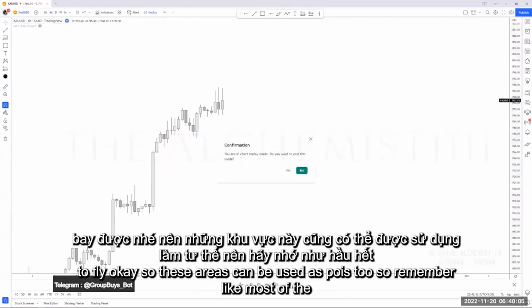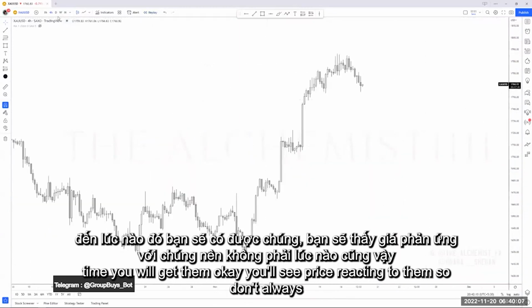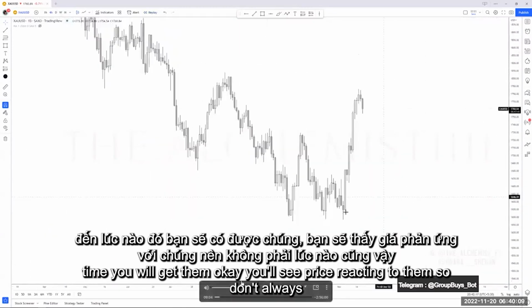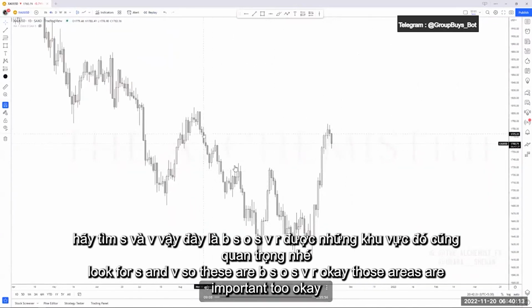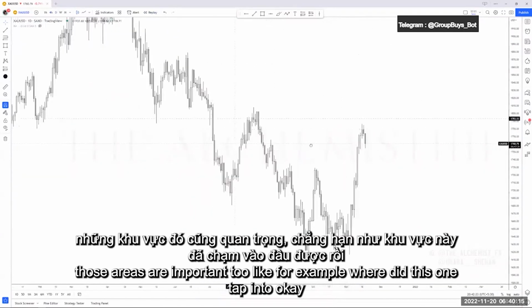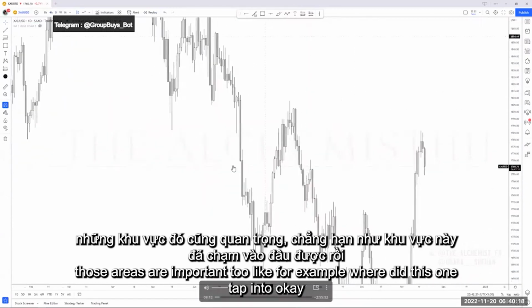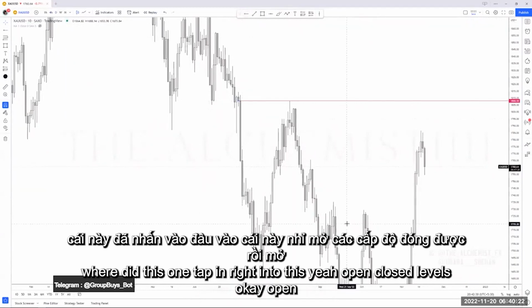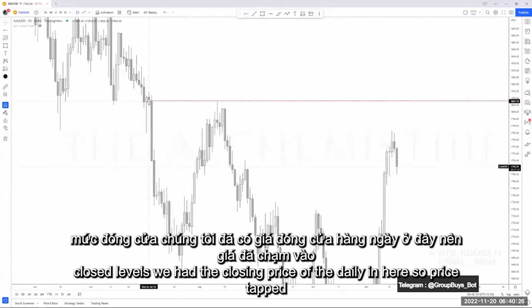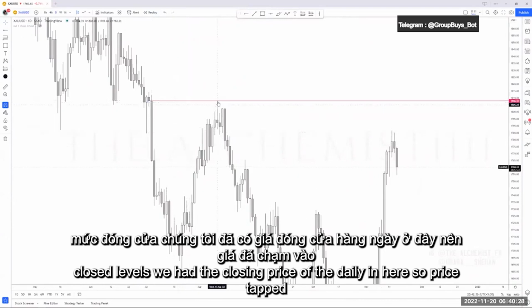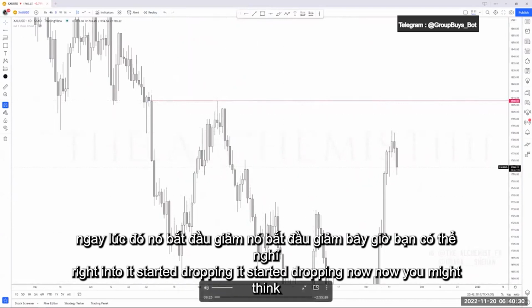So remember, most of the time you'll see price reacting to them. So don't always look for just the V and A formations. The BSO, SBR areas are important too, but these are important as well. Like for example, where did this one tap into? Right into this. Open close levels. We had the closing price of the daily in here. So price tapped right into it, started dropping.